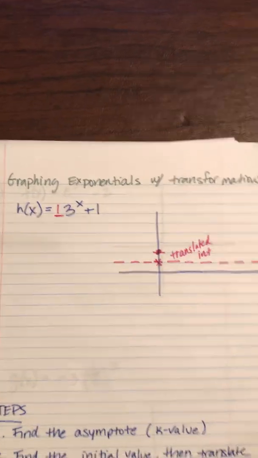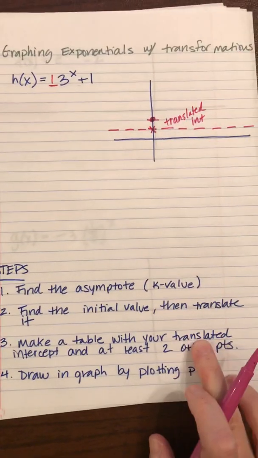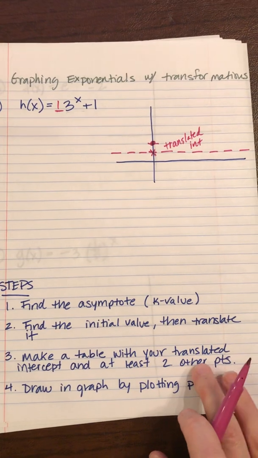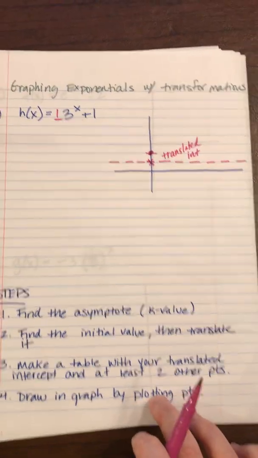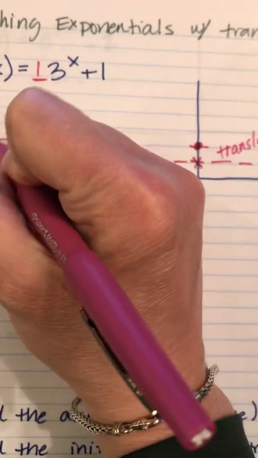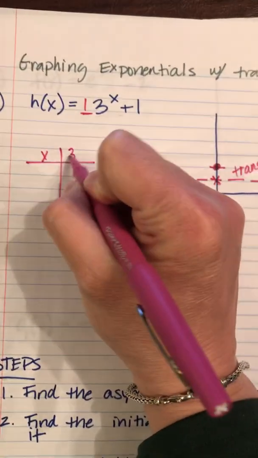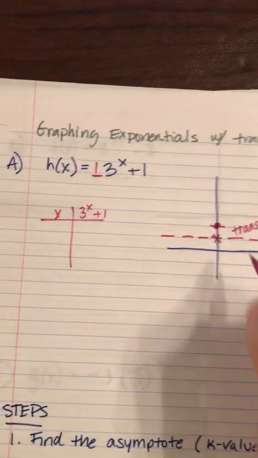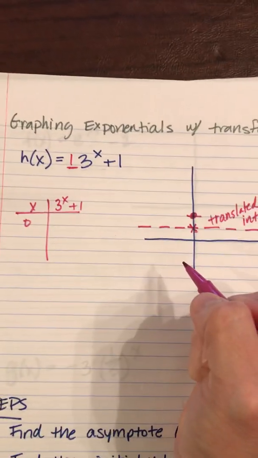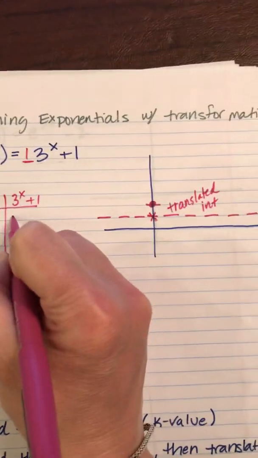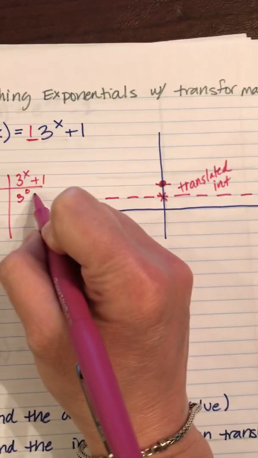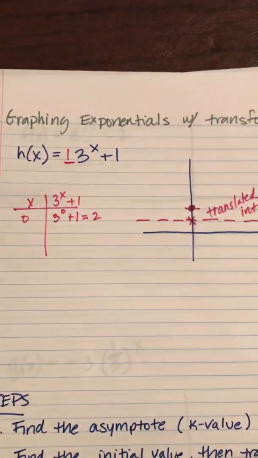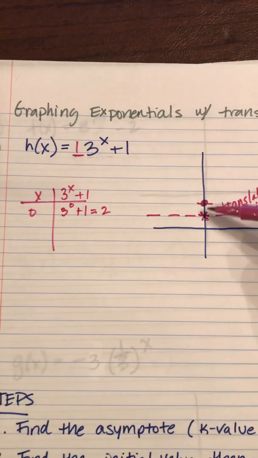All right. We are going to ask that you make a table and then use the translated intercept and find at least 2 other points, plot the points in graph. So I'll show you how to do that. On my table, I'm just going to go 3 to the x plus 1. I'm going to start with that translated intercept, which is at the point 0, 2. And so I should know that if I plug in 0 here, 3 to the 0 is 1. And 1 plus 1 does give me 2. So that's how I got that point 0, 2.